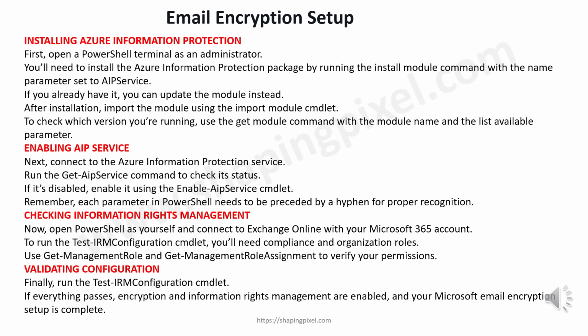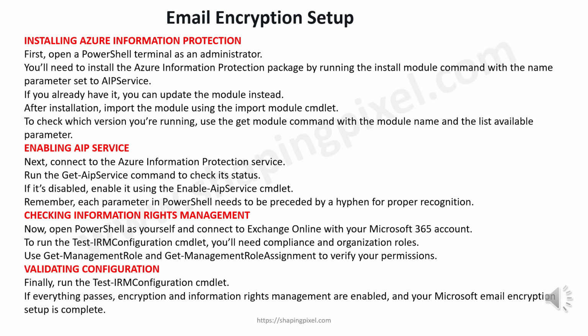Next, connect to the Azure Information Protection service. Run the Get-AipService command to check its status. If it's disabled, enable it using the Enable-AipService cmdlet. Remember, each parameter in PowerShell needs to be preceded by a hyphen for proper recognition.